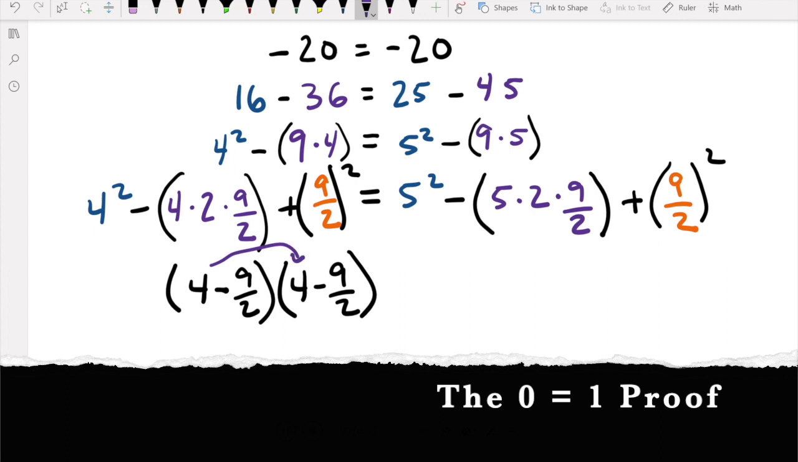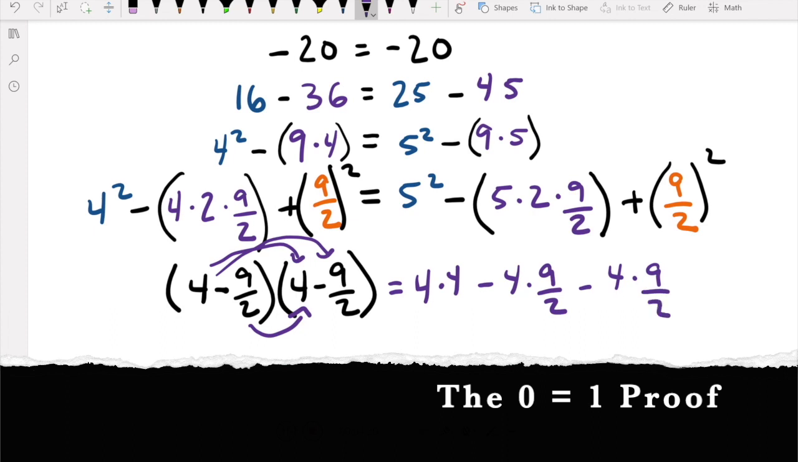So you have 4 times 4, and then you have 4 times minus 9 over 2, so it becomes minus 4 times 9 over 2, and then you have minus 9 over 2 times 4, so it's another group of 4 times 9 over 2, and then finally negative 9 over 2 times negative 9 over 2. Negative times a negative is a positive, so it's positive 9 over 2 times 9 over 2.